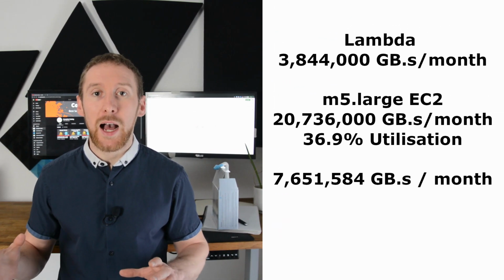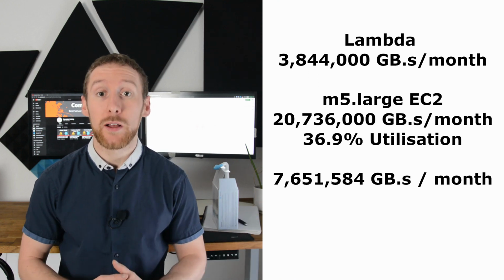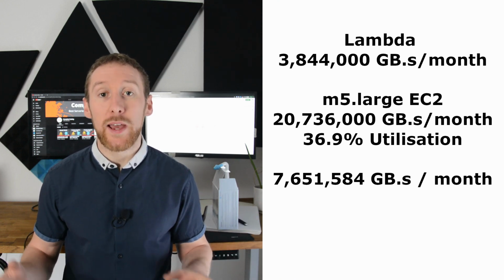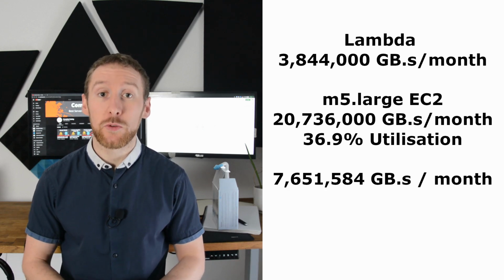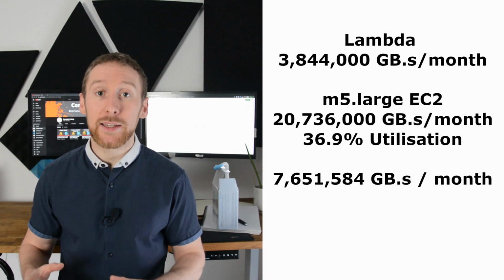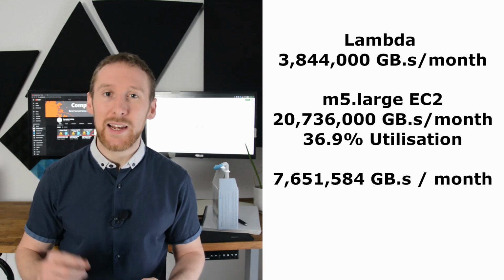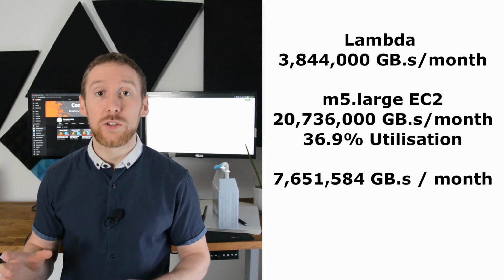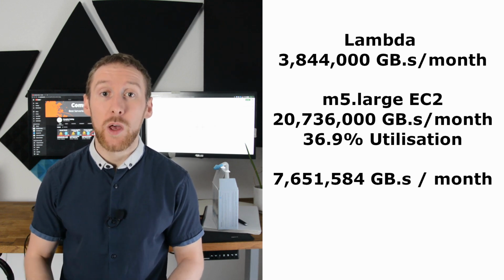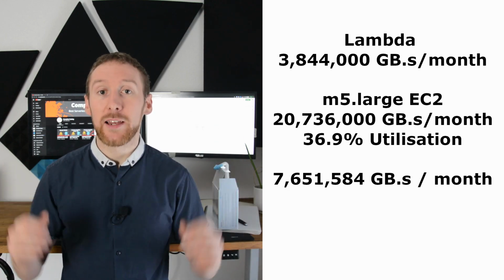If we take that 36.9% and apply that to our EC2 that we talked about earlier, that comes down to a used CPU utilization of just 7.7 gigabyte seconds a month, which is slightly under twice what the utilization power of the Lambda is. So this brings things a little bit closer.